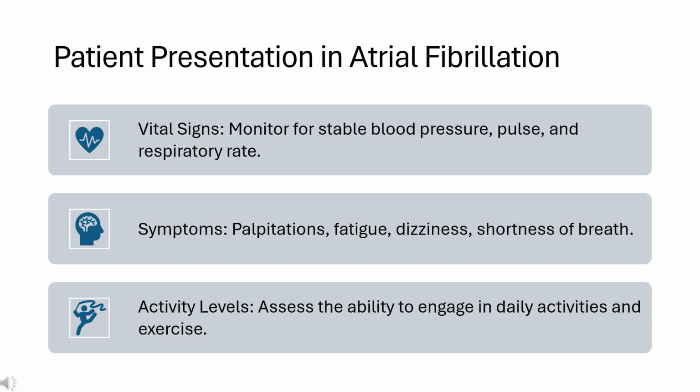Ask about any difficulty breathing, particularly during physical activity or when lying down. Shortness of breath can occur if AFib leads to pulmonary congestion or heart failure. Determine if the patient experiences orthopnea. This is shortness of breath when lying flat, or paroxysmal nocturnal dyspnea, which is sudden shortness of breath at night. These are signs of worsening cardiac function.